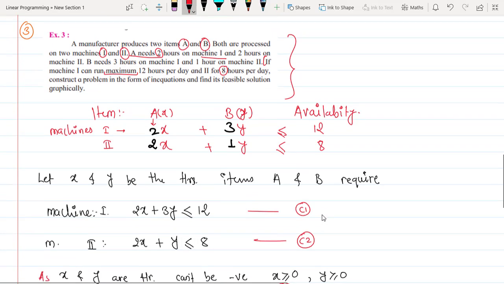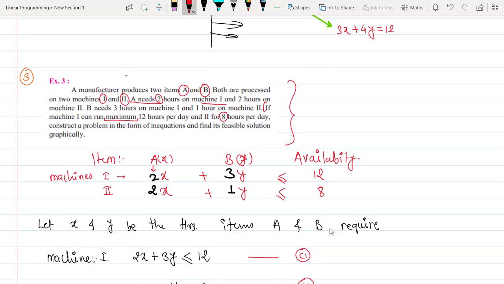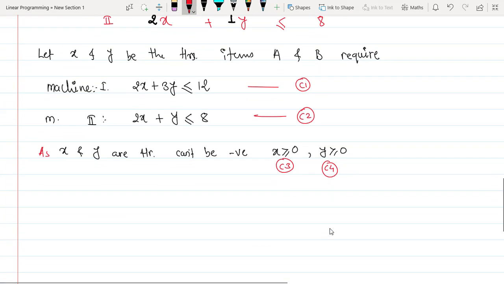See how we have derived the inequalities from the given passage. Okay, now let's take these constraints and find the feasible solution for this. Let me write all the constraints here. So it's 2x plus 3y less than or equal to 12, 2x plus y less than or equal to 8, x greater than or equal to 0, y also greater than or equal to 0.